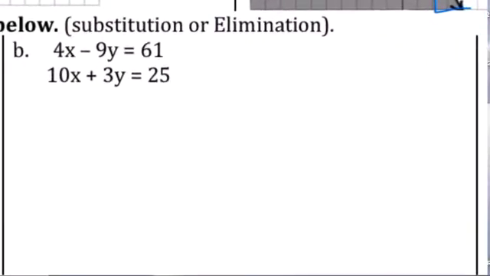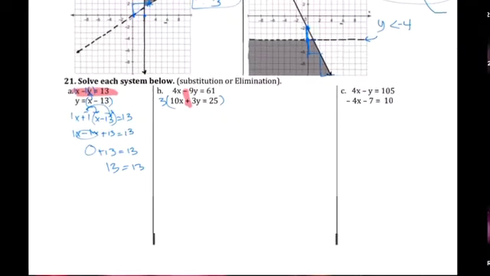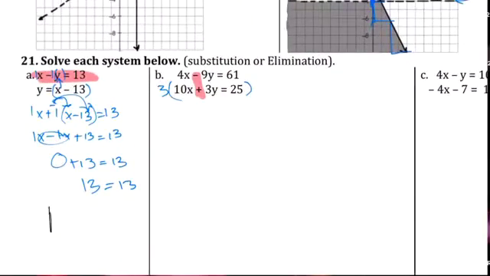Okay, I would use elimination because they're both in standard form. I get rid of the y because they're already opposites of each other. All I have to do is multiply all these by 3. This is called infinite solution. Same line.